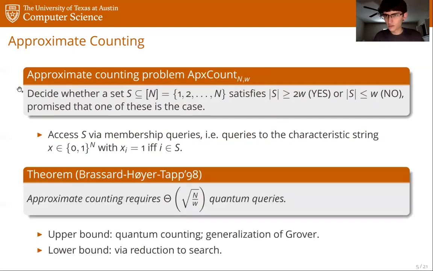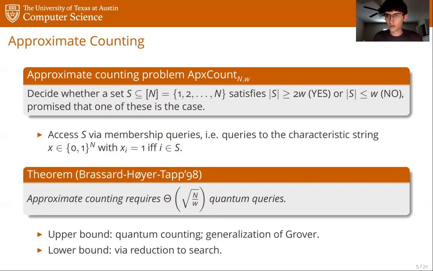As I said, this was something we understood pretty early on in quantum query complexity. We know that approximate counting requires root n over w quantum queries, basically. Both the upper bound and the lower bound are generalizations of Grover's algorithm, or in the case of the lower bound, a generalization of the lower bound for Grover's algorithm. I really want to emphasize that this is a simple problem that we understand really well.